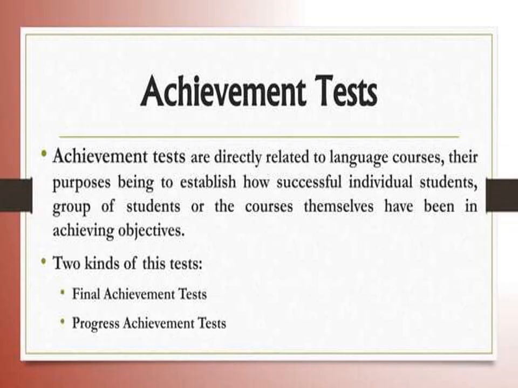The second type of language tests is the achievement tests. Unlike proficiency tests, the achievement tests are more connected to language courses. That's why teachers are more involved in them. These tests measure how well students, groups, or even the course itself have met specific objectives. And there are two types of achievement tests: final achievement tests and progress achievement tests.